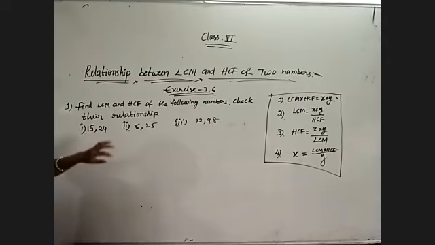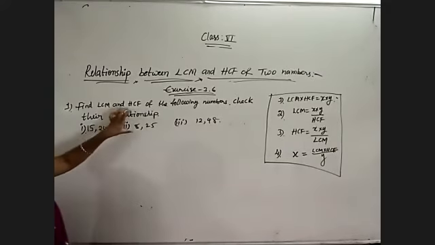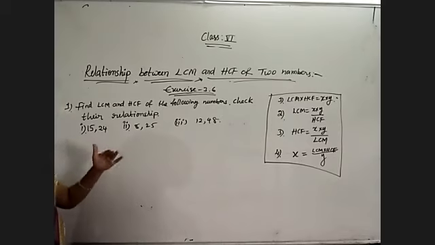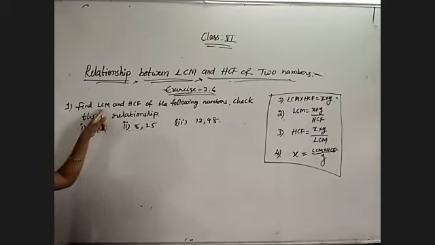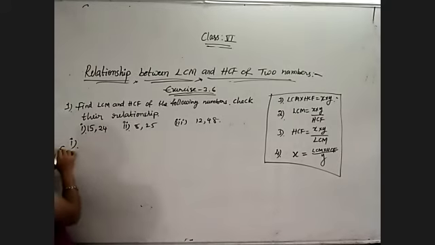Very easy. Read the question. Find LCM and HCF. So first of all, find out the LCM of these two numbers and the HCF of these two numbers. And check their relationship. That means we need to go for verification also. Use the formula and verify. So what is the relationship between LCM and HCF? LCM into HCF is equal to the product of those two numbers. So first of all, I am explaining the first question clearly. Observe.